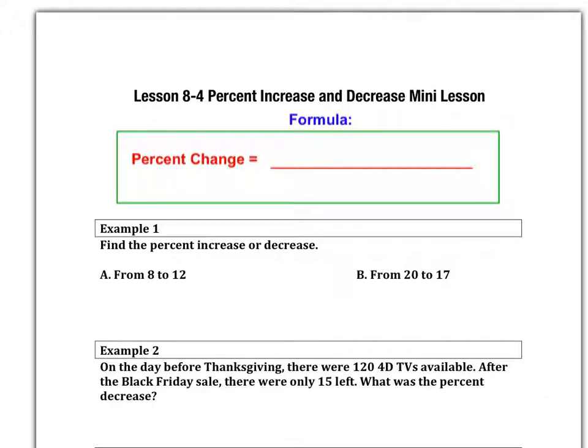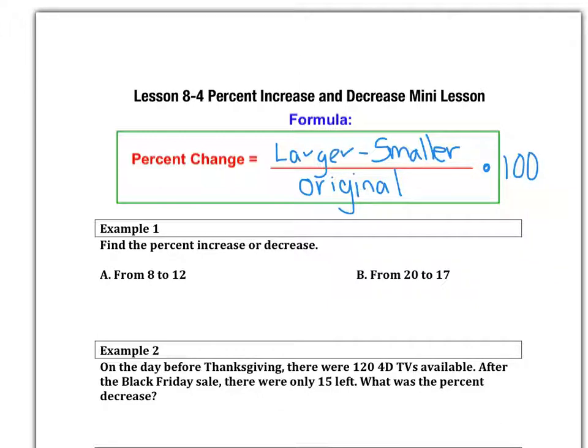The formula for percent change, which is percent increase or decrease, is to find the difference in the two amounts. So we're going to take the larger minus the smaller. And we're going to always divide that by the original number, regardless if it was bigger or smaller. And then at the end, once we do the division, to turn it into a percent, we're going to multiply by 100. And we can determine if it was an increase based on if the number got bigger, or a decrease if the number got smaller.